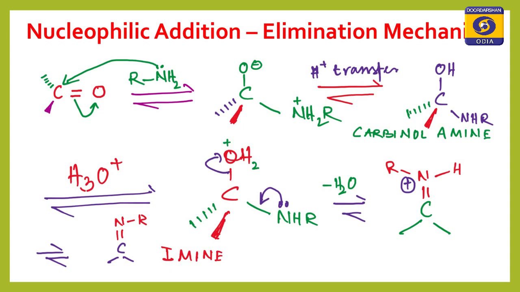Now, you see there is H plus transfer. H plus is transferred from the NH2 plus to O minus. Why? Because O minus is more basic. So, it abstracts the H plus ion from the NH2 plus, where the hydrogen atom is acidic, resulting in carbinolamine. That carbinolamine undergoes protonation and thereby elimination of a water molecule takes place to give N-substituted imine, resulting in a carbon-nitrogen double bond.